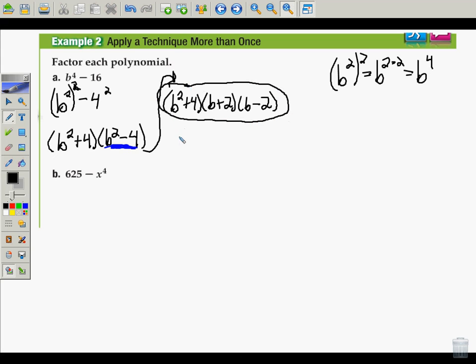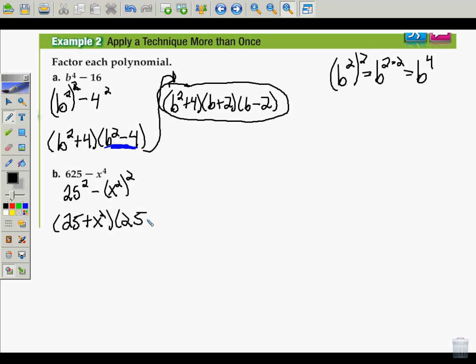Same thing in the second part. We've got 625 minus x to the fourth. 625 is just 25 squared, minus x to the fourth can be written as x squared raised to the second power. So I could get 25 plus x squared times the quantity of 25 minus x squared.